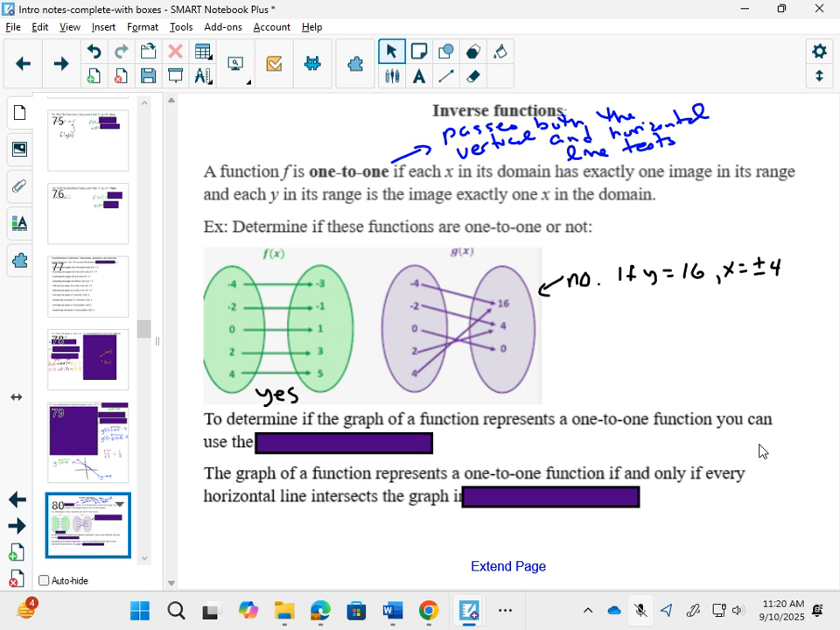Does anybody know what the second function is? Look at the numbers. What do you think is happening? Parabola. It's a parabola. It's just x squared. Does it make sense that a parabola does not pass the horizontal line test? It's a function, passes the vertical line test, but it doesn't pass the horizontal line test.